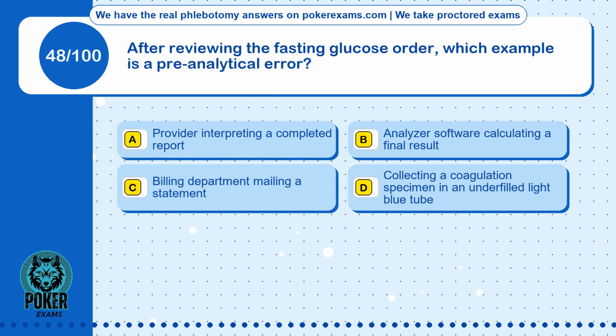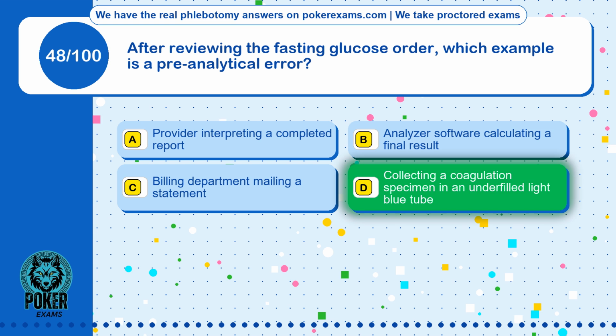Question 48. After reviewing the fasting glucose order, which example is a pre-analytical error? Option A. Provider interpreting a completed report. Option B. Analyzer software calculating a final result. Option C. Billing department mailing a statement. Option D. Collecting a coagulation specimen in an underfilled light blue tube.